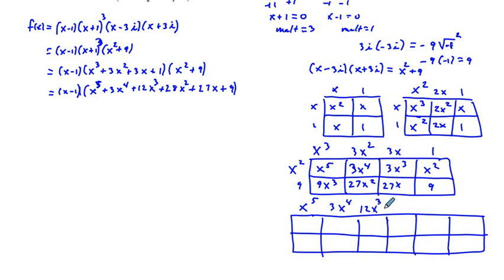So this is my preferred way of doing this. We're going to have 28x squared, 27x, then 9. Then over here on the left, x minus 1. So we have x to the 6th power, 3x to the 5th power, 12x to the 4th power, 20.